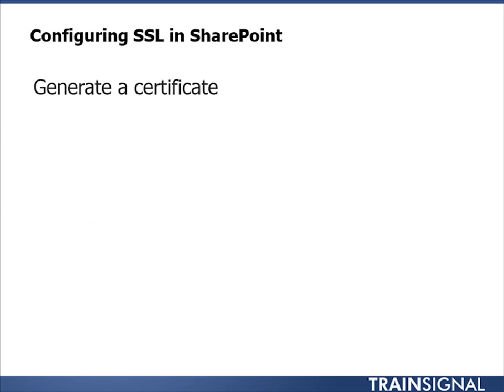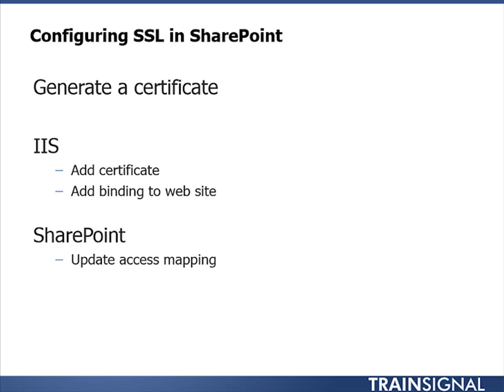Now, to configure SSL inside of SharePoint, there's a couple of basic steps that we need to walk through. Step one is to generate or obtain our certificate. Now, how you're going to do that is going to vary, and when I get in to do my demo, I'm going to take a look at how to do this in a couple of different ways. Step two is then to import that certificate into IIS and configure the website in IIS to use that certificate. And then finally, last but not least, is to go into SharePoint and update the alternate access mapping.